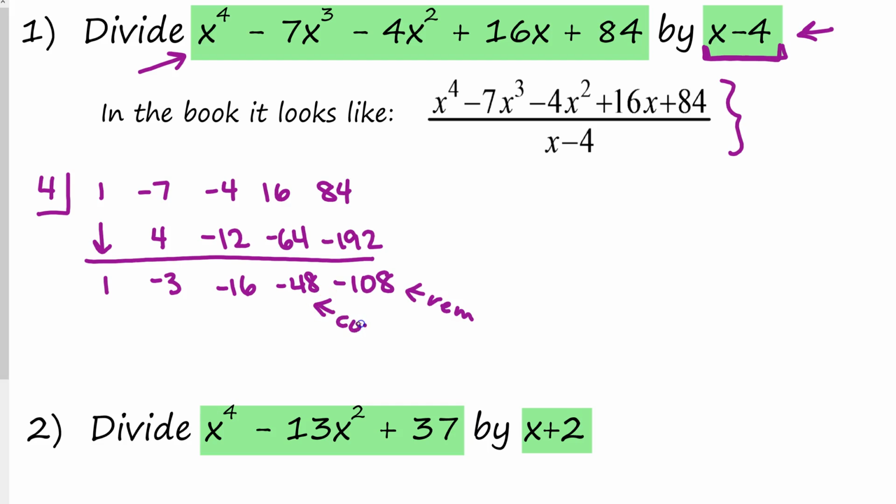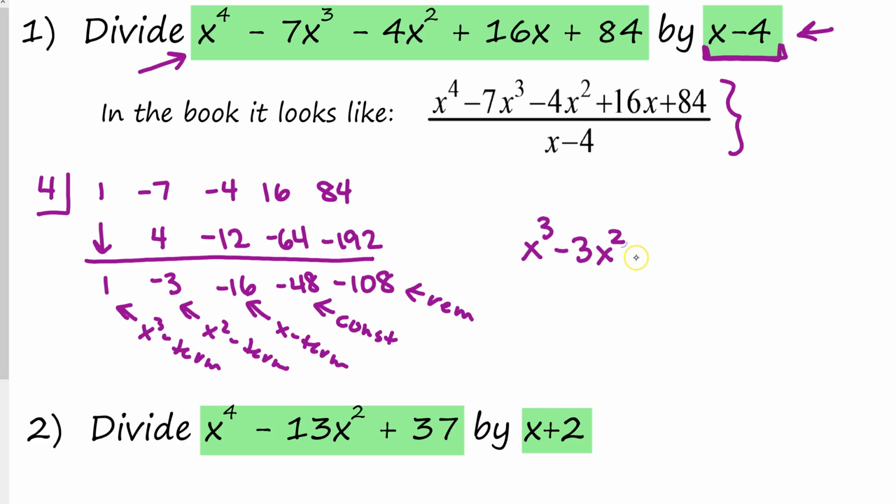Negative 48 is our constant. Negative 16 is the coefficient on the x term. Negative 3 is the coefficient on the x squared term. And 1 is the coefficient on the x cubed term. You just go up one level each time. So that means we're going to write our answer like this. 1x cubed minus 3x squared minus 16x minus 48 plus a remainder of negative 108 over x minus 4.